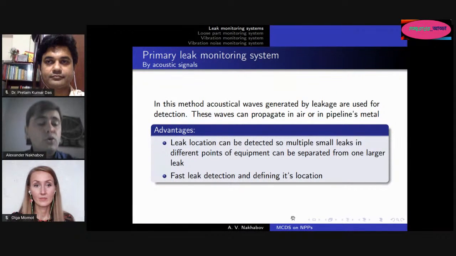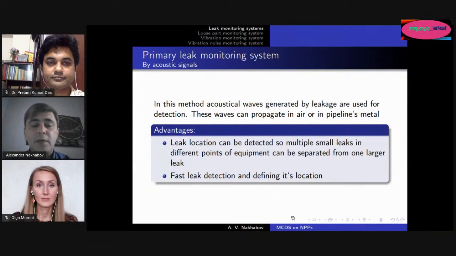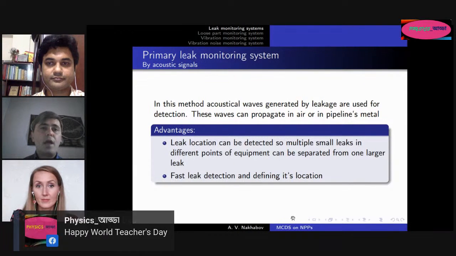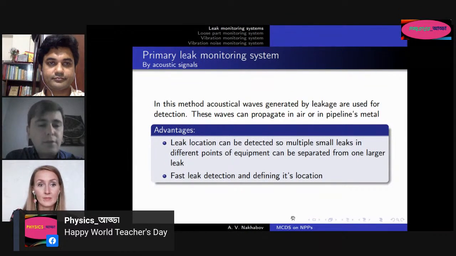The second option is to use acoustic signals. It looks like ultrasonic inspection in non-destructive testing, but with specifics. Because in this way, the idea is to use acoustical sensors. If we put an acoustical sensor on the metal of the pipeline, it means in case of possible leakage, we will have several acoustical waves in this system.